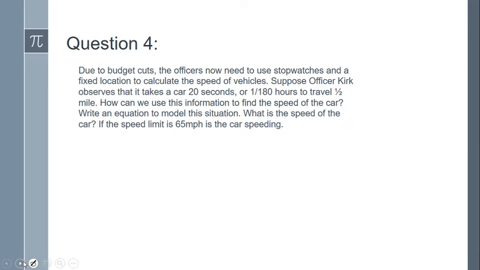Alright, so question 4 asks, due to budget cuts, the officers now need to use stopwatches in a fixed location to calculate the speed of vehicles. Suppose Officer Kirk observes that it takes a car 20 seconds, or 1/180th of an hour, to travel half a mile. How can we use this information to find the speed of the car?